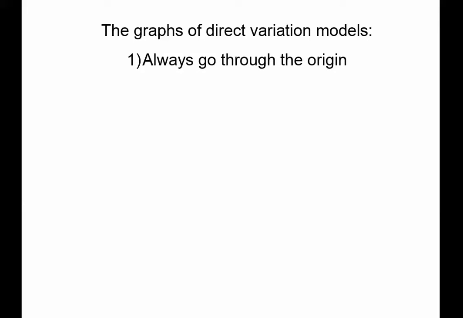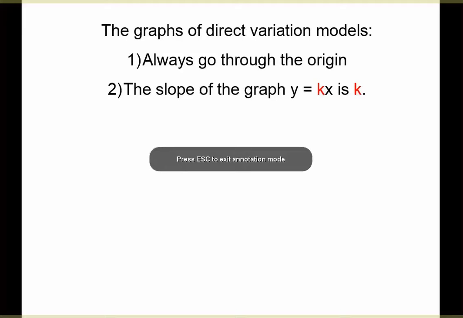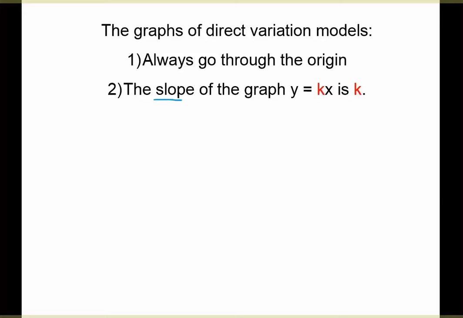Okay, the graphs of direct variation models are going to do two things that I want you to remember. One, they will always go through the origin. So that's the point (0, 0). So expect your linear graph to go through the origin. And the other thing is the slope of the graph is going to be given to you in the equation. The equation is going to fit the format y equals kx, and that slope will be the exact same as whatever this number is.